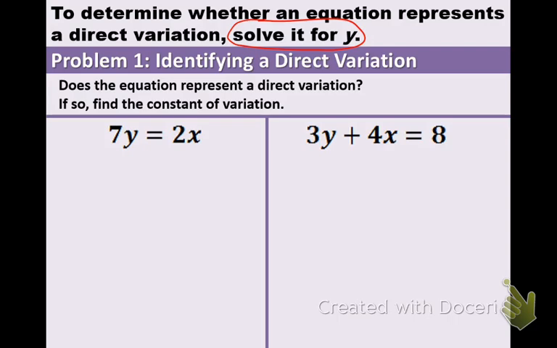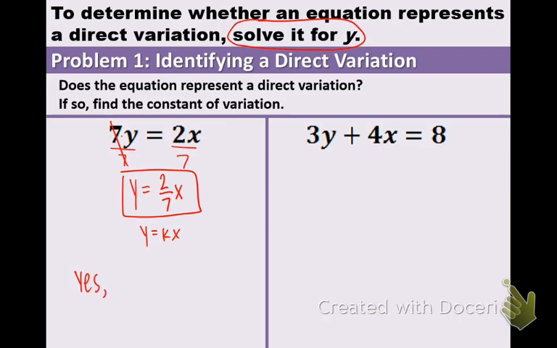So example 1, does the equation represent a direct variation? If so, find the constant. We need to get the y by itself, so since the 7 is in front of the y, by multiplication we're going to divide by 7 on both sides. That means the 7's cancel out on the left side. Y equals 2/7 x. So we just solved the equation for y, and it is in the form of y equals kx. As you can see, y equals kx. Same exact form. So we're going to say yes, dv.